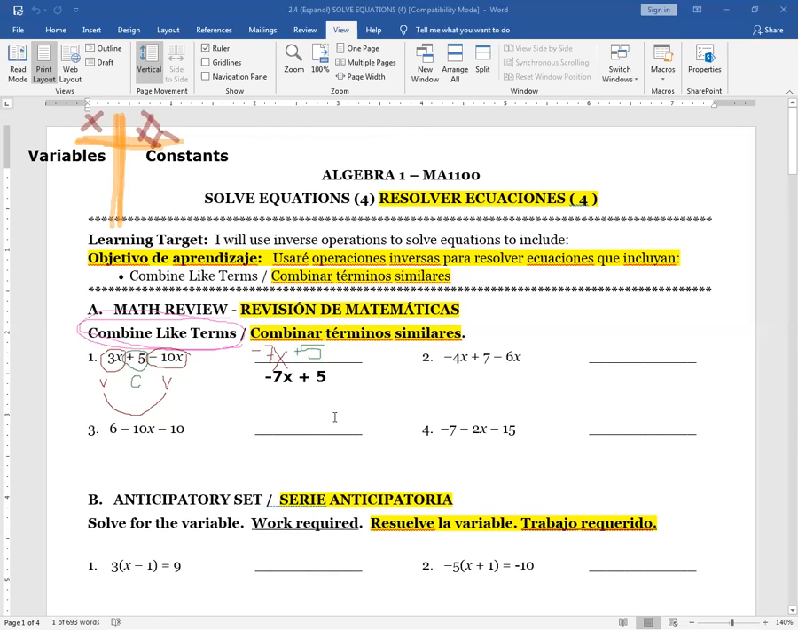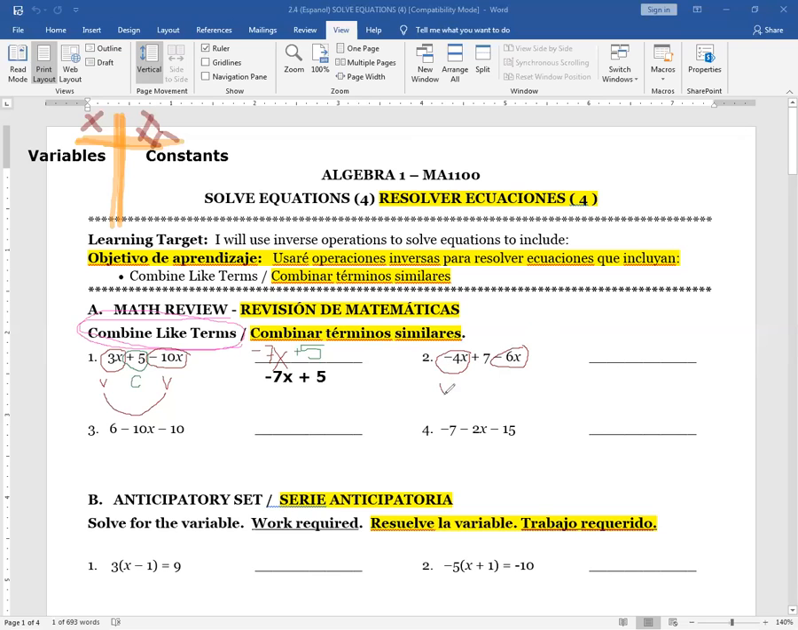Okay, good, good, good. So let's look at number 2. Tell me in number 2, which one is the constant? The expression is negative 4x plus 7 minus 6x. Which of the pieces there are part of the constant family? 4x and 6x. Oh, okay. Well, 4x and 6x are part of the variable family. But you're right, they are family. We are family.